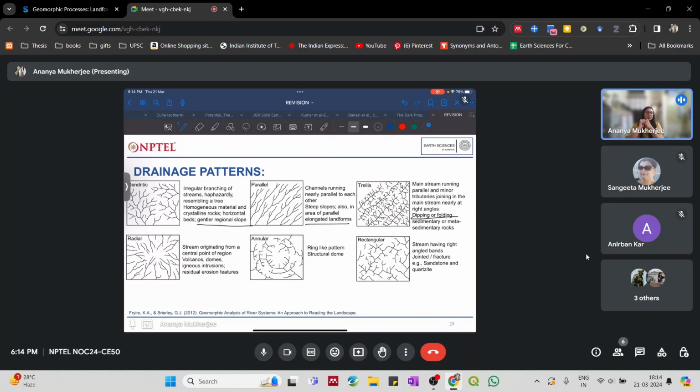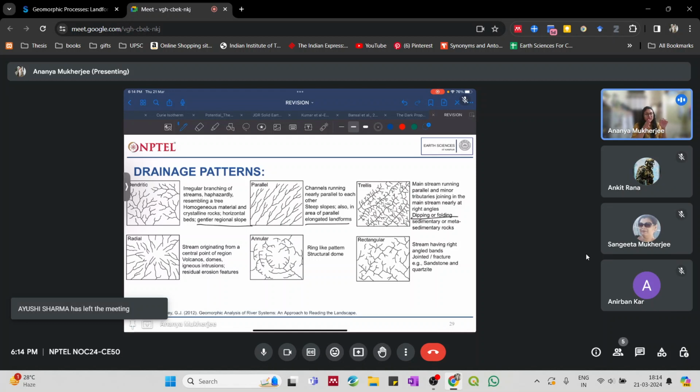So the main streams are flowing in a linear pattern, but the subsequent streams also have a parallel relation with the other smaller streams that we see. So minor tributaries also flow parallel to each other, and the main streams are parallel to each other over here. Okay, so these can happen in dipping or folding sedimentary or meta sedimentary rocks.